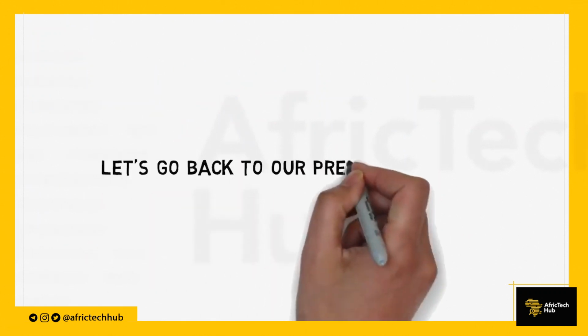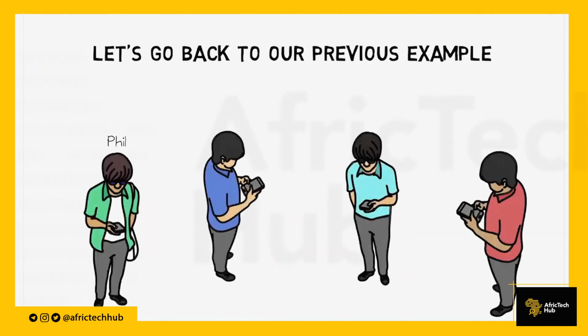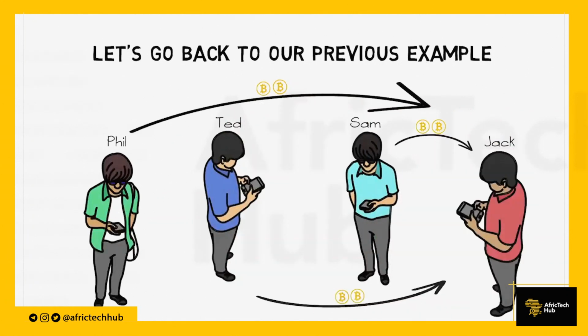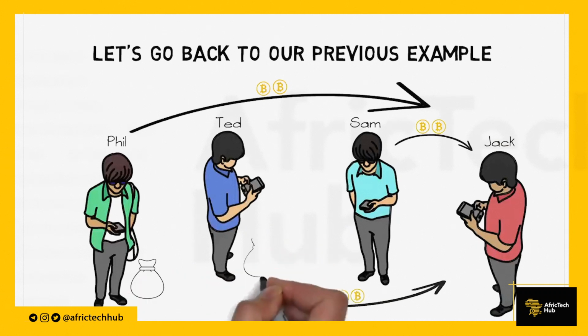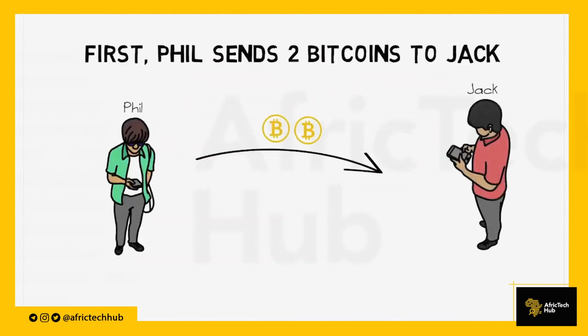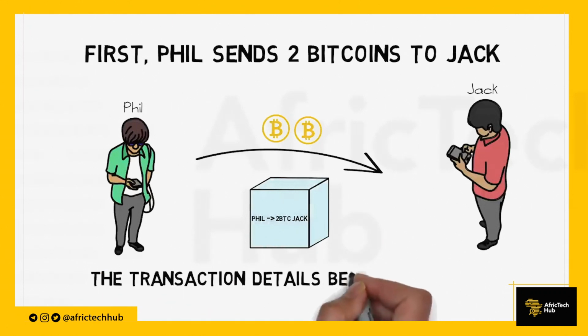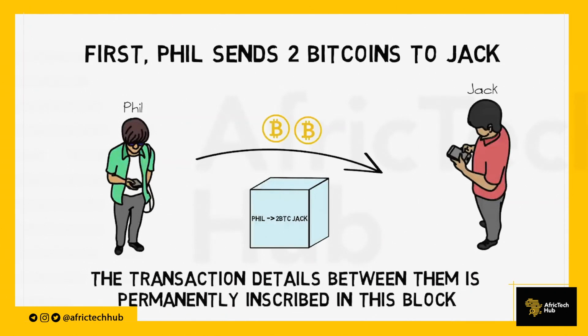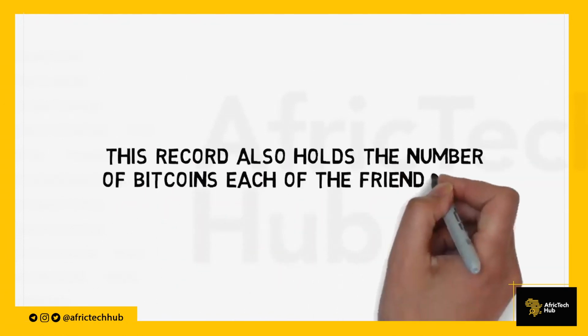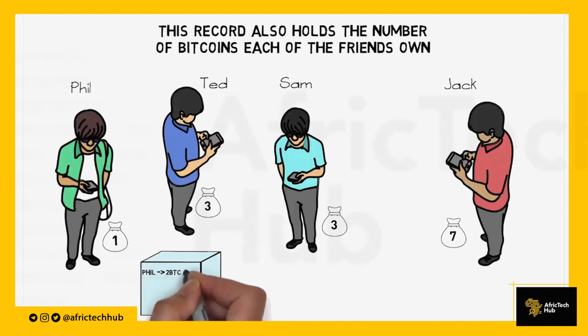So back to our previous example. Phil, Ted, Sam, they all send Jack 2 bitcoins each as their contribution to the previous night's dinner. Let's assume Phil, Ted, and Sam have 3 bitcoins in their reserve, while Jack has 5. So Phil sends 2 bitcoins to Jack. Now a record is created in the form of a block. The transaction details between them is permanently inscribed on this block. The record also holds the number of bitcoins each of the friends own. So after Phil's transaction, Jack has 7 bitcoins, while Phil has 1.